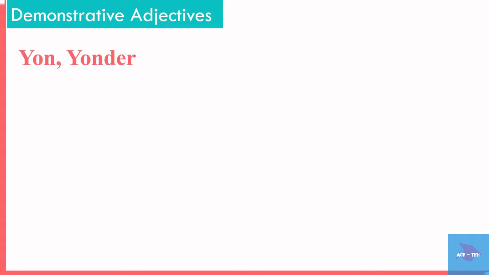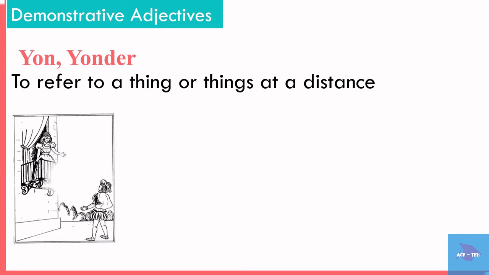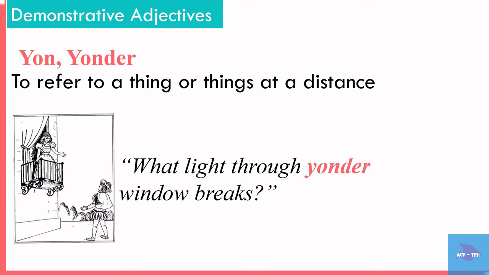Yon and yonder is a pair of rarely used demonstrative adjectives in modern English grammar. Both are used to refer to a thing or things at a distance and are interchangeable also. Yon and yonder were profusely used in English literature during the time of Shakespeare. The famous line from Shakespeare's Romeo and Juliet is a fine example of this: "What light through yonder window breaks?"